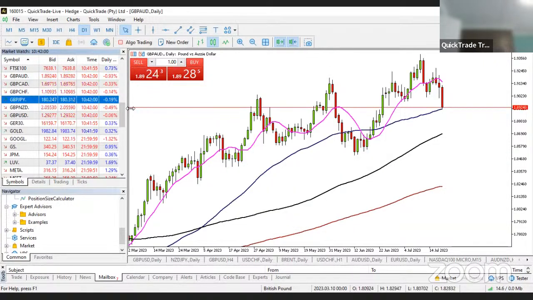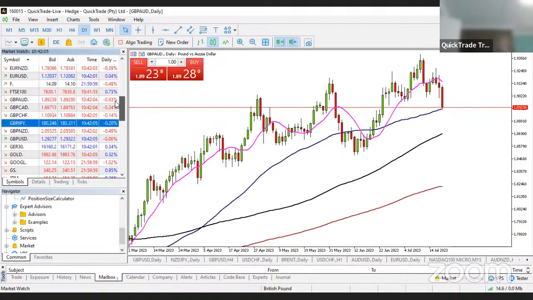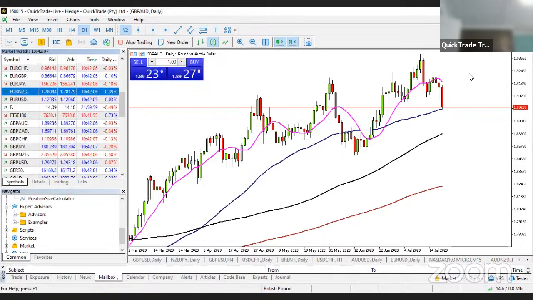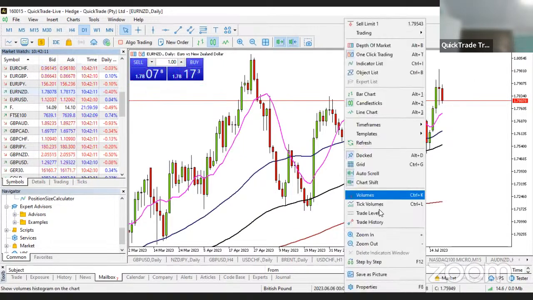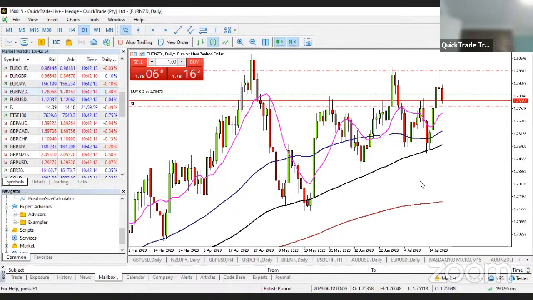EURNZD. Look at that. If you haven't taken it and you like it, here's your chance to get a far better price as a buy. If I take it, I might take it myself. I get so involved with this, I end up taking it myself.